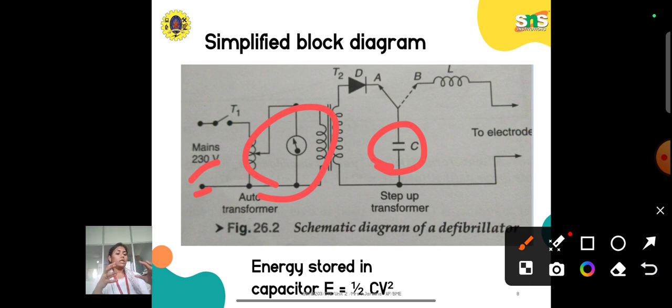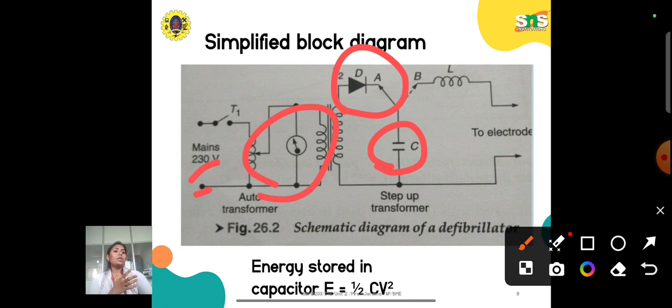Then at the output of the transformer, again you will be getting AC supply. Anyway, here we are going to design a DC type of defibrillator. So the AC, the alternating current, has to be converted into DC, so that the capacitor will charge accordingly. For that conversion, we have a diode here. This diode is going to convert AC into DC.